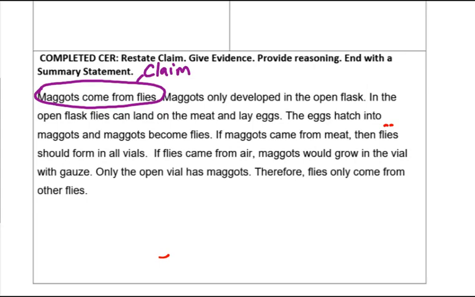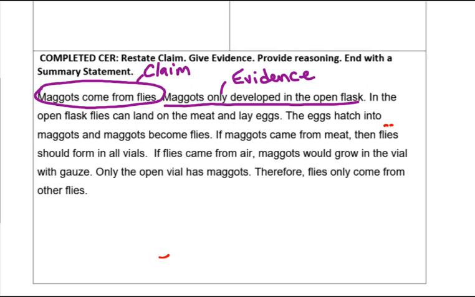Okay, look at my very next sentence. Maggots only developed in the open flask. What is that? Claim, evidence, or reasoning? It's your evidence. So underline it and label it so you've got it as an example. And then everything between that and my summary statement is my reasoning.